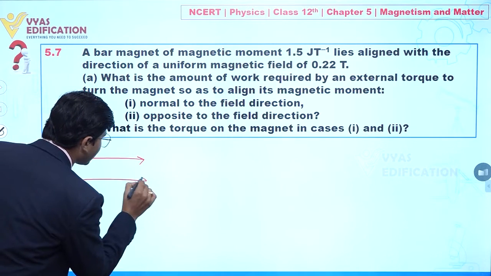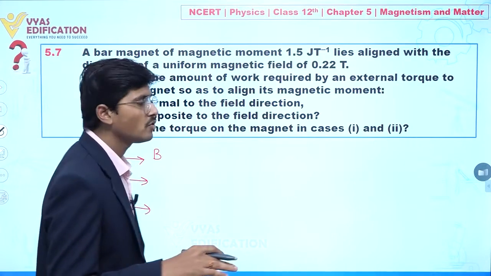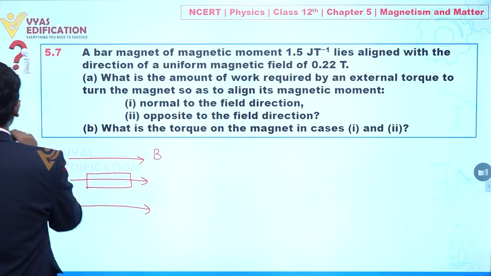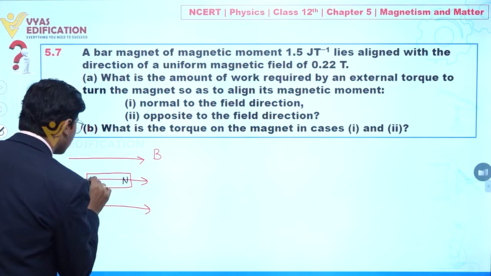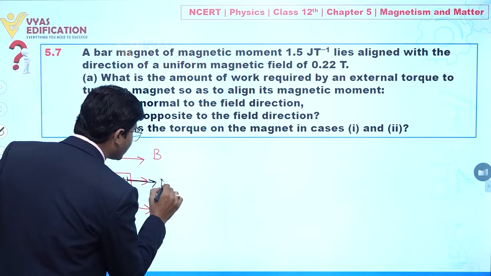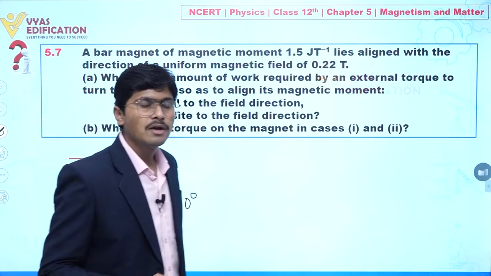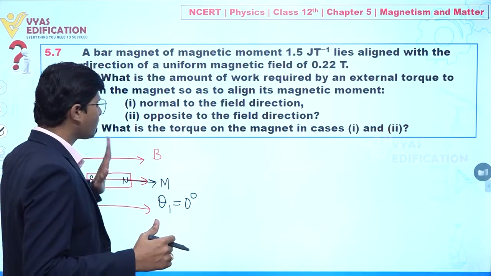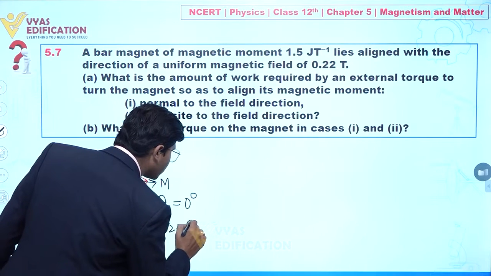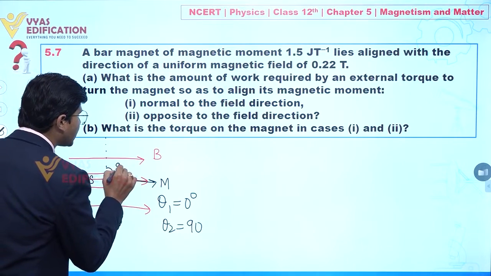Let's suppose I am taking the initial uniform magnetic field in this direction. Clear? Now let's suppose this is a bar magnet, with this one north and this one south. Clear? And the direction of the magnetic moment is also in this direction. So we can say the initial position we are taking is 0. Clear? Now what will happen when I turn this bar magnet perpendicular to this magnetic field? Definitely at that time theta 2 becomes 90 degrees. Yes or no? When we place this bar magnet perpendicular to the magnetic field, we have an angle of 90 degrees from this direction.